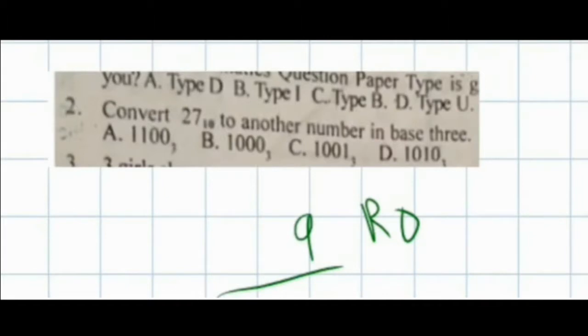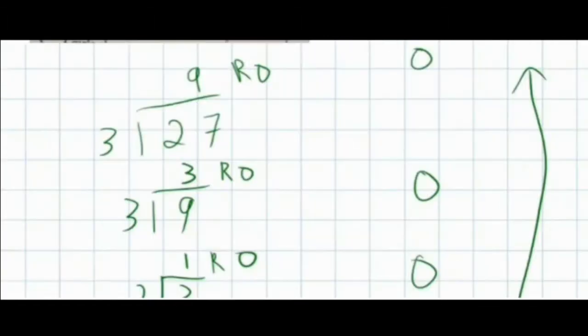Taken, and this type that we're going to be going over is type D. Question 2 wants us to convert 27 base 10 to another number in base 3. So in order to do this, we have to take 27 and divide it by 3 to get an answer. Take that answer and divide it by 3, get an answer, and do it over and over again. We're going to be paying attention to the remainders and using that to get our new number.